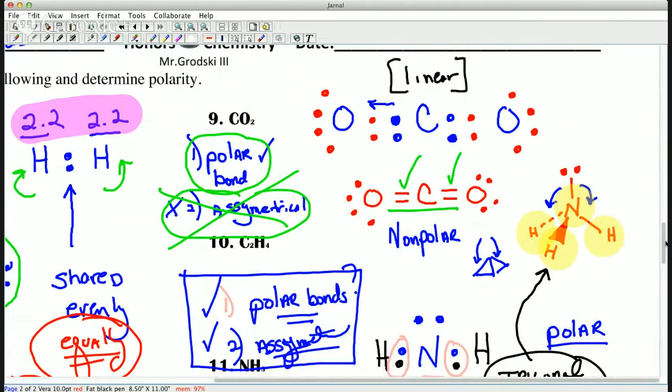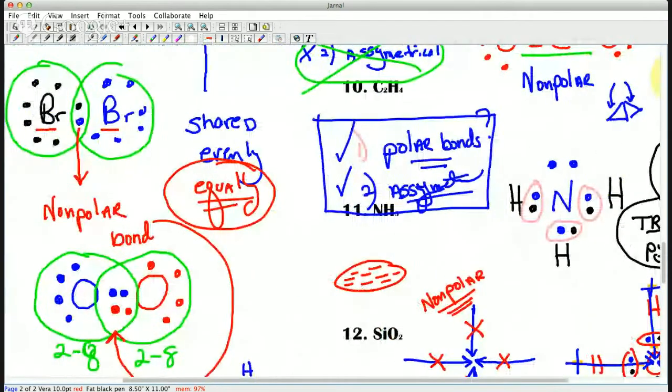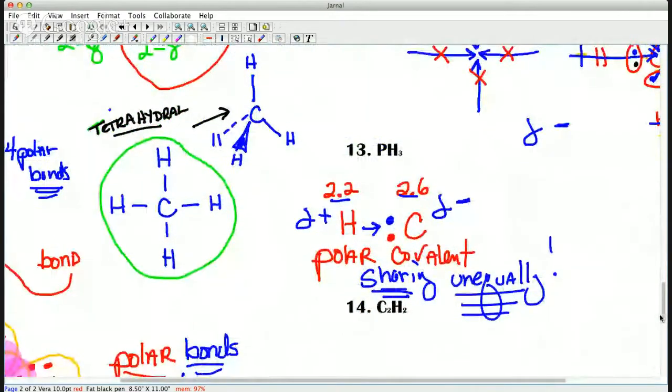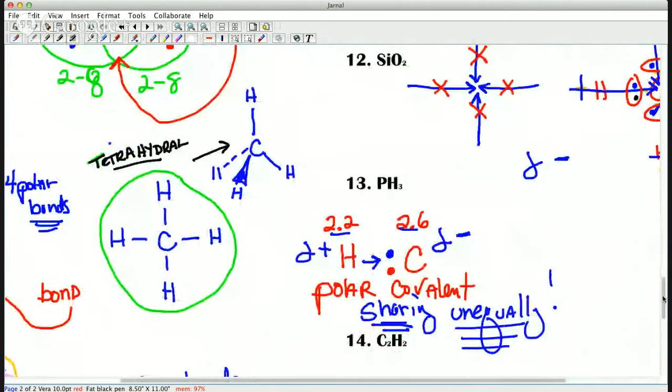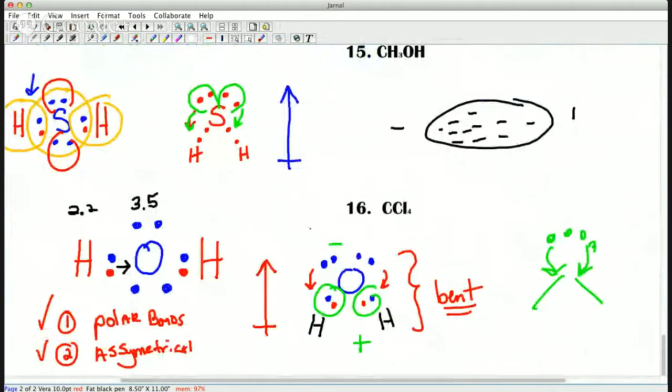We have the top of a 3-sided pyramid, trigonal planar. I'm sorry, trigonal pyramidal or triangle pyramid. We have the tetrahedral that we just drew here, somewhere right here. And then the last one is when it bends down, like in water, it's bent. So those are your 4 shapes.